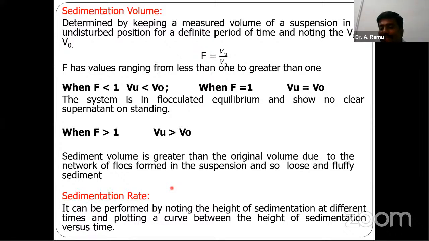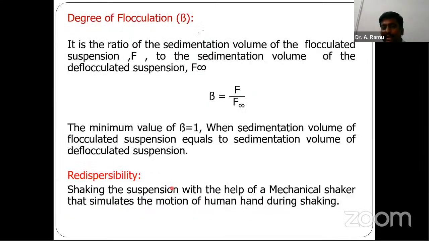Those graphs which run parallel to the line F equal to 1 indicate a better suspension. It also gives the rate of settling of particles with respect to time. So this is about the sedimentation volume and sedimentation rate.